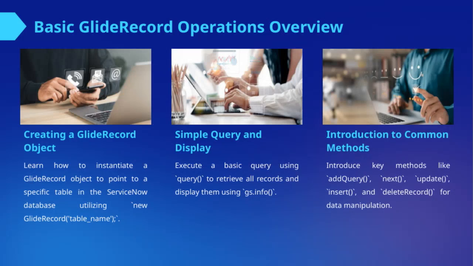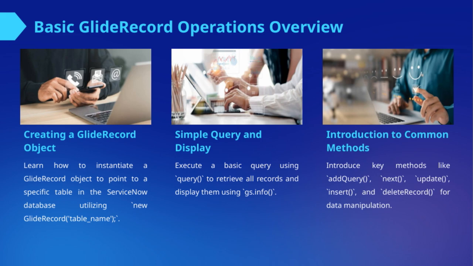Let's take a look at some basic GlideRecord operations. These are essential methods for working with data in ServiceNow. For example, addQuery helps us specify search criteria, next allows us to iterate through records, update modifies existing records, insert adds new records, and deleteRecord removes records. Understanding these methods is key to effective data manipulation.